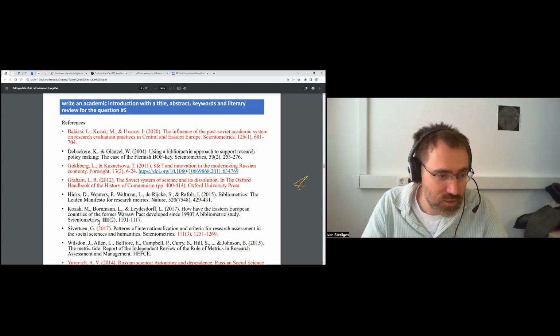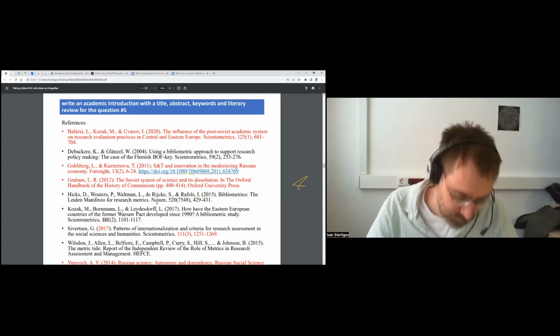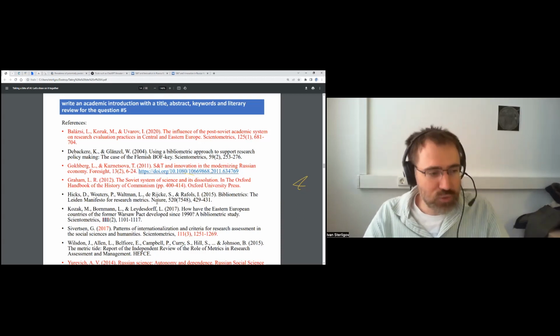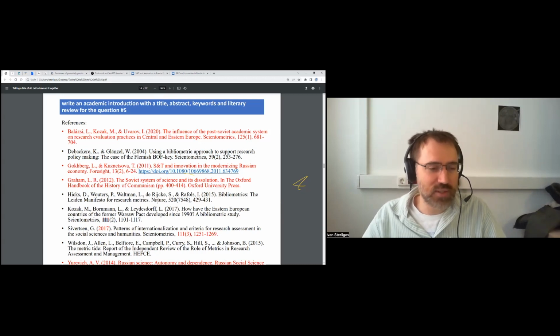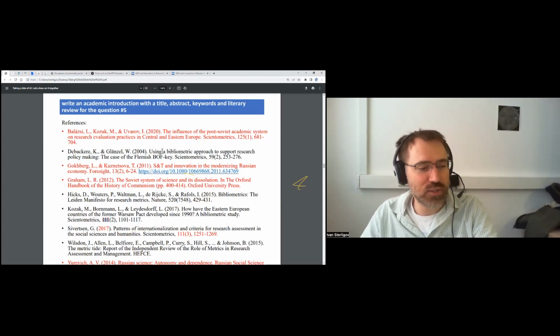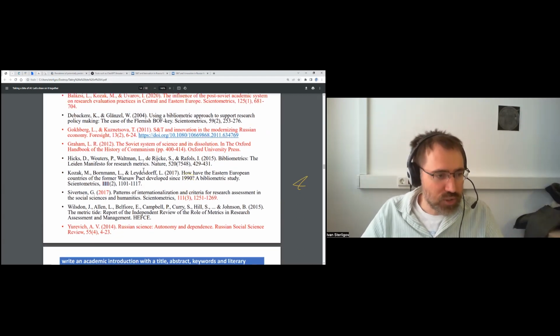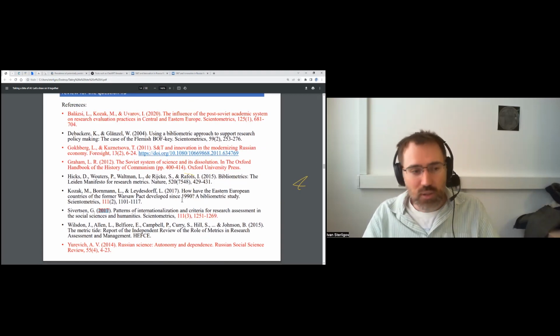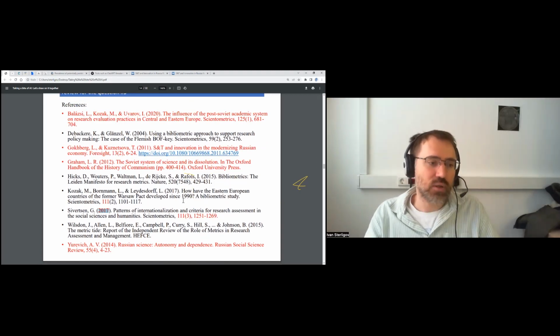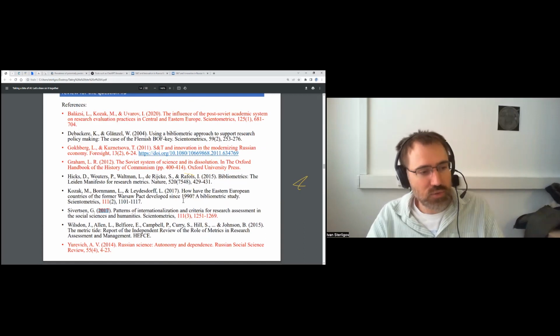And this is really difficult to spot. So these small errors are also often produced by ChatGPT. Sometimes the year of publication is wrong. This one is 2016, not 2017.